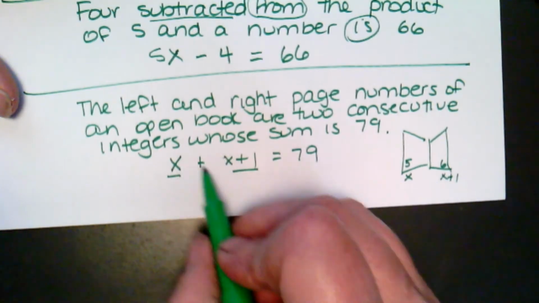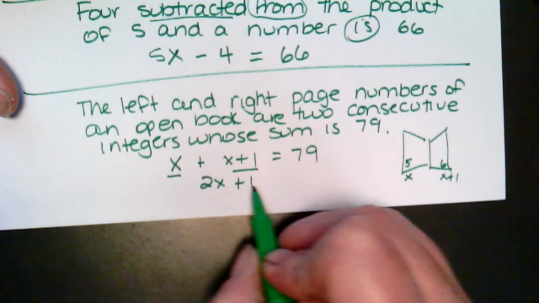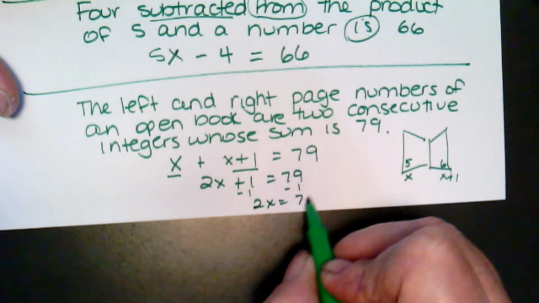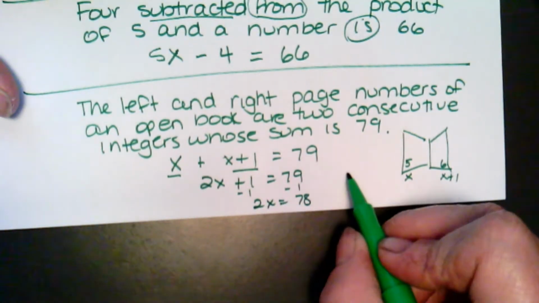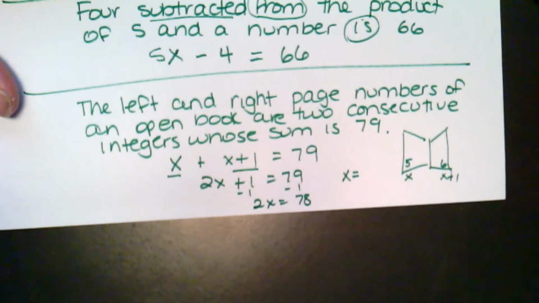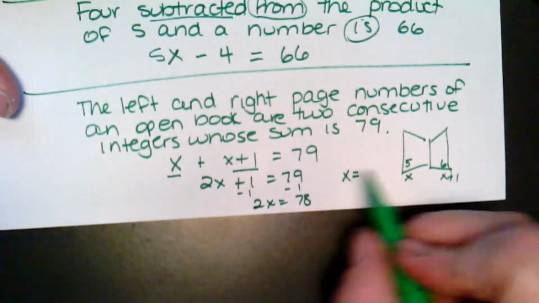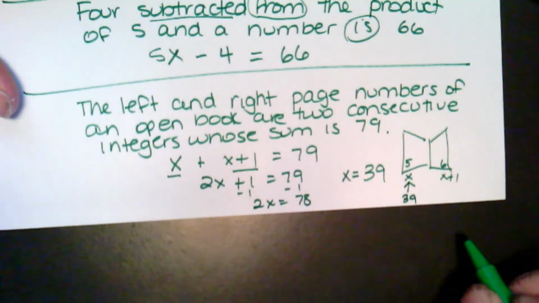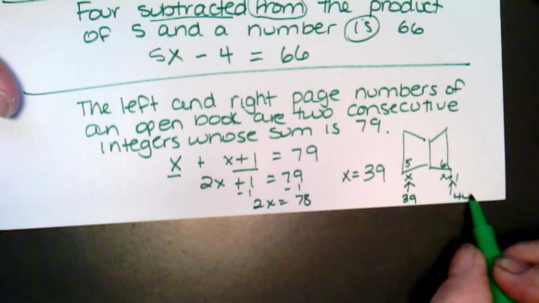Alright, so we're going to put together our x's, subtract 1 from both sides, and then divide 78 by 2. So we get 39. That means this page is 39, and then this page would be one more, so it would be 40.